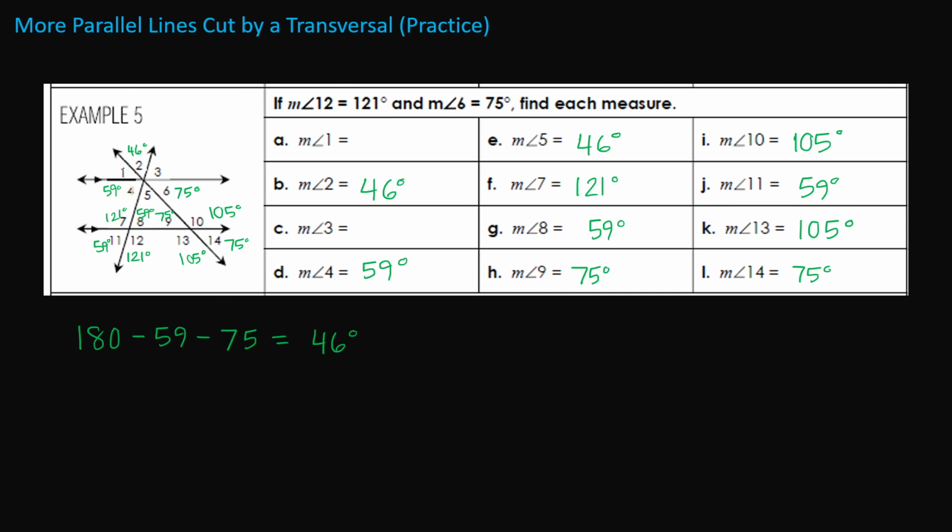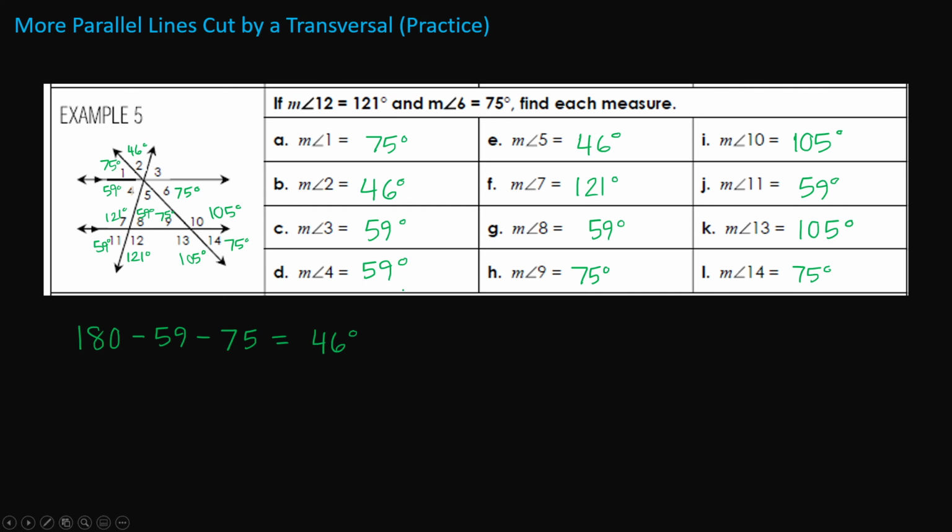And we're almost done. We need to find out the measures of angle 1 and angle 3. And to find those measures, we're going to use the vertical angles below them. So angle 1 is directly vertical or across from angle 6. Angle 6 is 75 degrees. That means angle 1 is also 75 degrees. And angle 4 and angle 3 are vertical angles. That means that angle 3 is also 59 degrees.